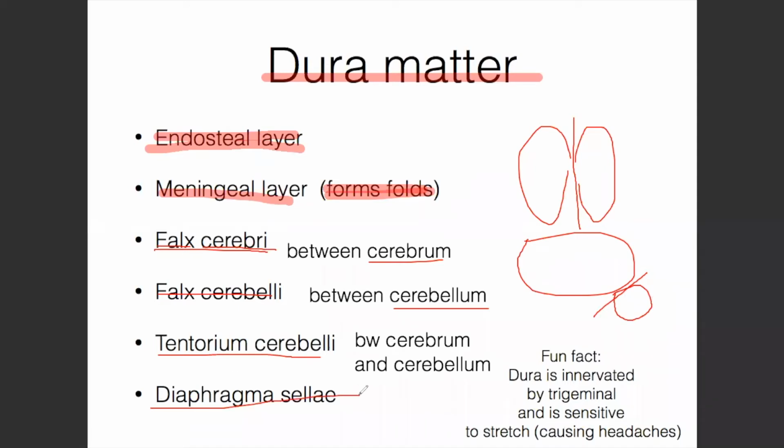The last one, which is the diaphragma sellae, it's found in the pituitary fossa. Okay? So the pituitary fossa, if you know, its name is the sella turcica, right? So the diaphragma sellae sits in the sella turcica. That's why it's called sellae. Okay?